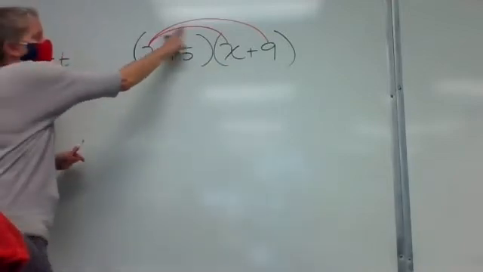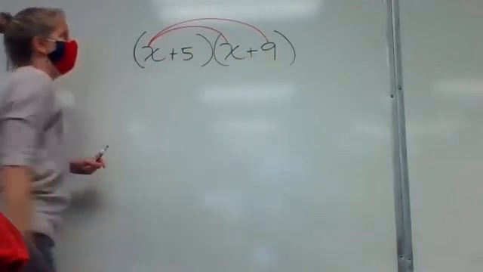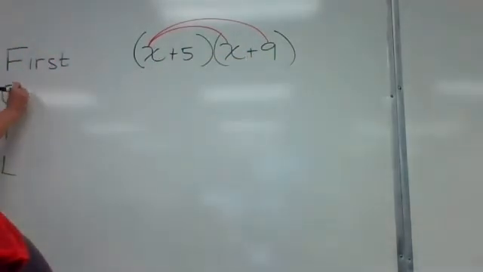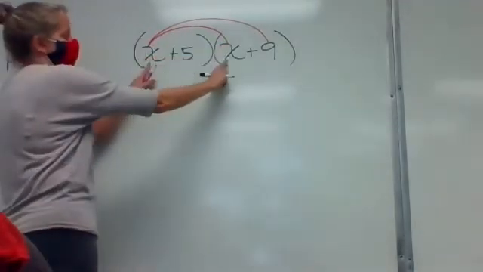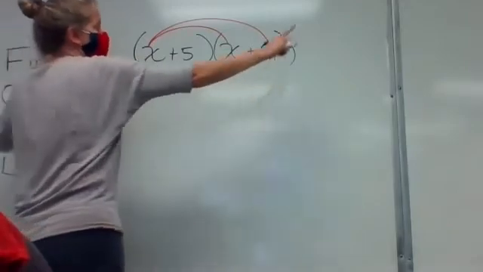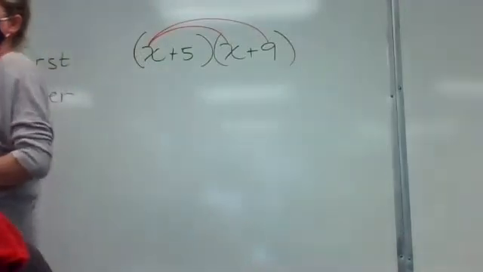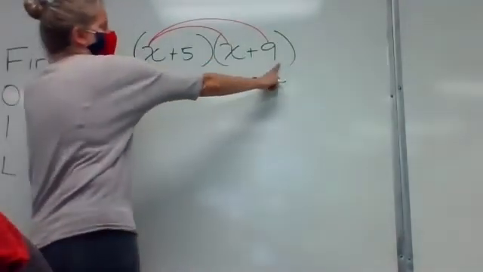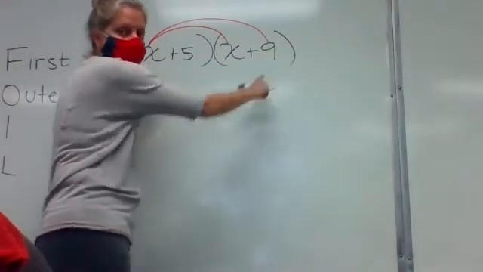Then what do I do after I do that if I'm distributing? I go there, right? Well, the O stands for outer. What that means, after you do the first terms in each parenthesis, then you do the complete outside terms together, the farthest outside from each other. That's what the O stands for, outer.